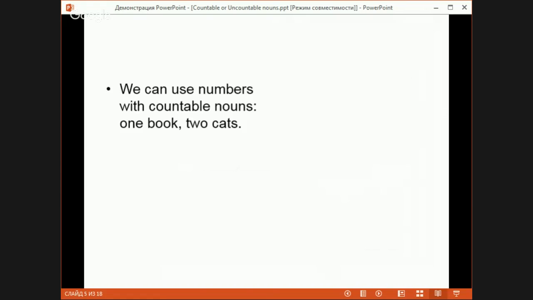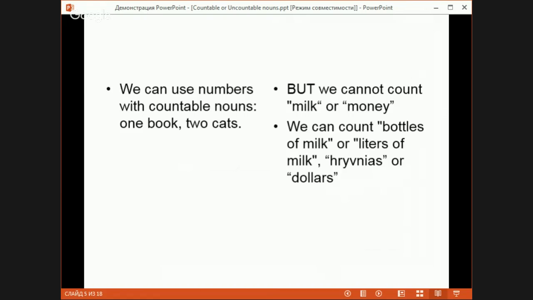Good. So, talking about countable nouns, we can use numbers with countable nouns. For example, 1 book, 2 cats, but we cannot count milk or money. We can count bottles of milk or liters of milk, grivnas, dollars, and so on. Remember that. So 1 bottle of milk, 5 grivnas, and so on.